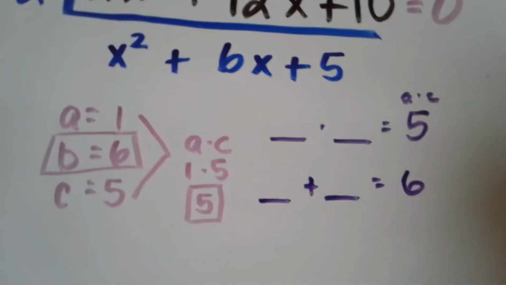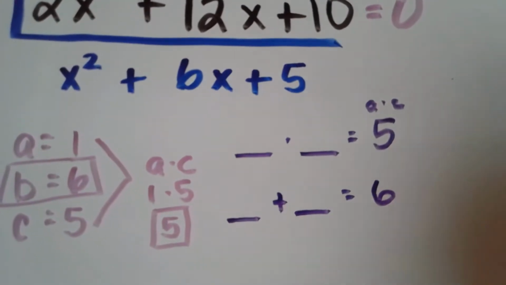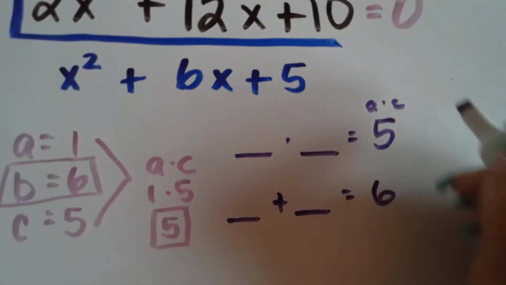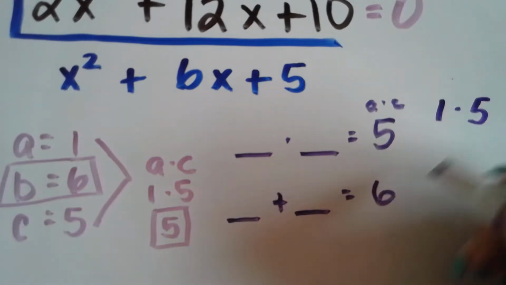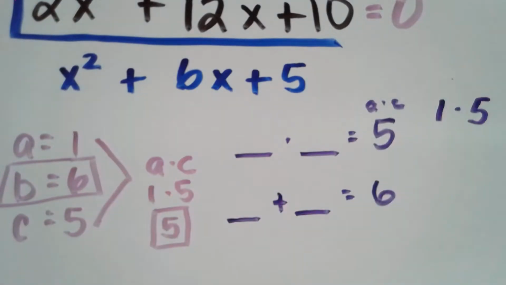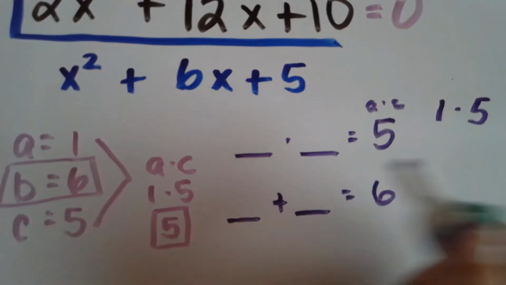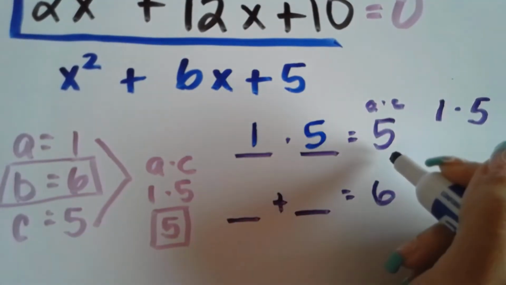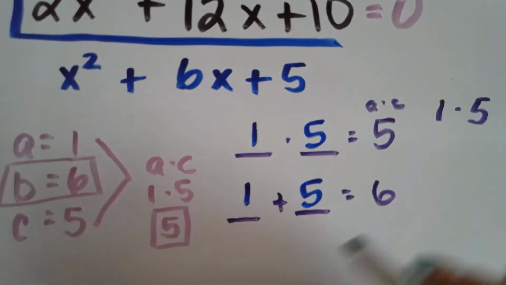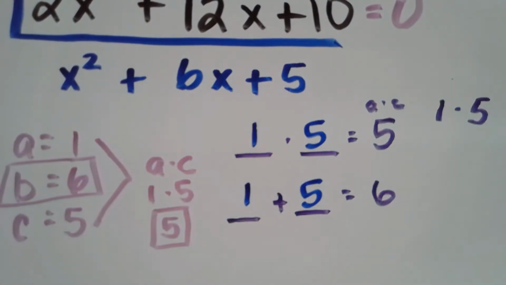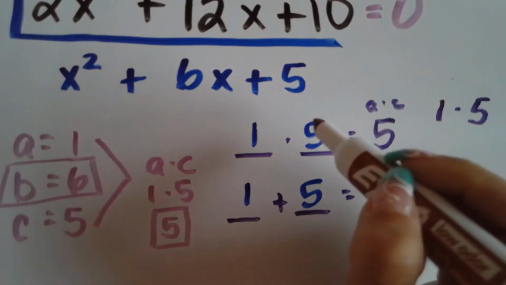So let's look at the factors of 5. What two numbers multiply to 5? 1 times 5, that's all we got. Can these two numbers add to be 6? Yes, they can. So we're going to fill in our blanks, because 1 times 5 is 5, and 1 plus 5 equals 6. Perfect, right? So now we know we're going to get into factor by grouping.